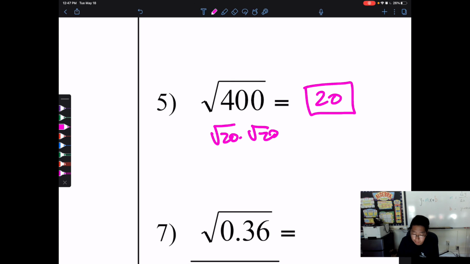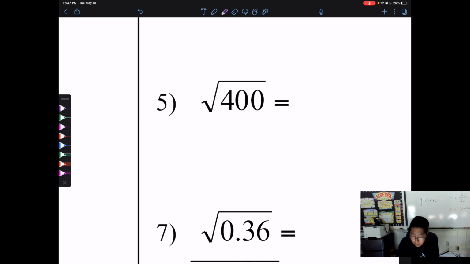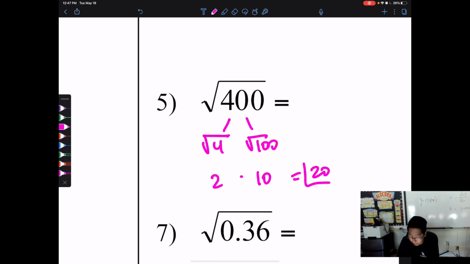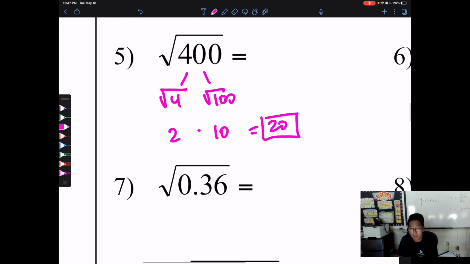Okay? Another way I could do this, stick with me. I could break up 400 into two perfect squares. Another way I could break this up is the square root of 4 times the square root of 100. The square root of 4 is 2, and the square root of 100 is 10. And then I can multiply this out, and I get 20. Okay? So that works as well.